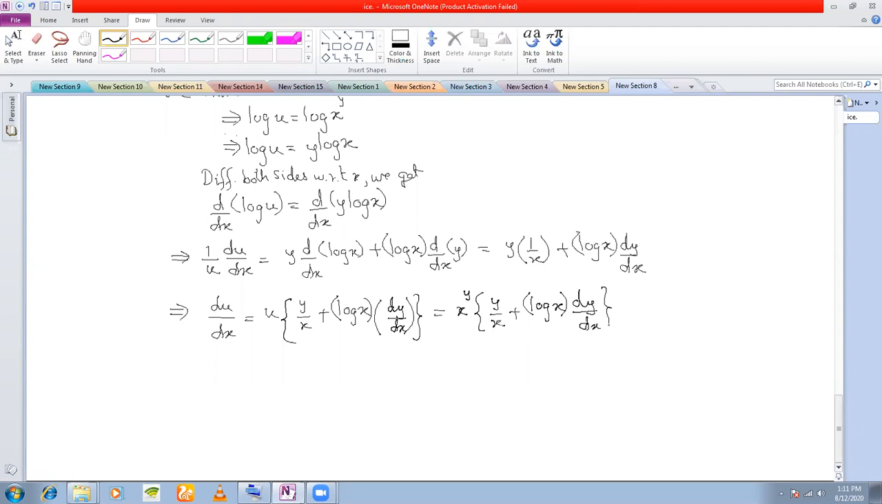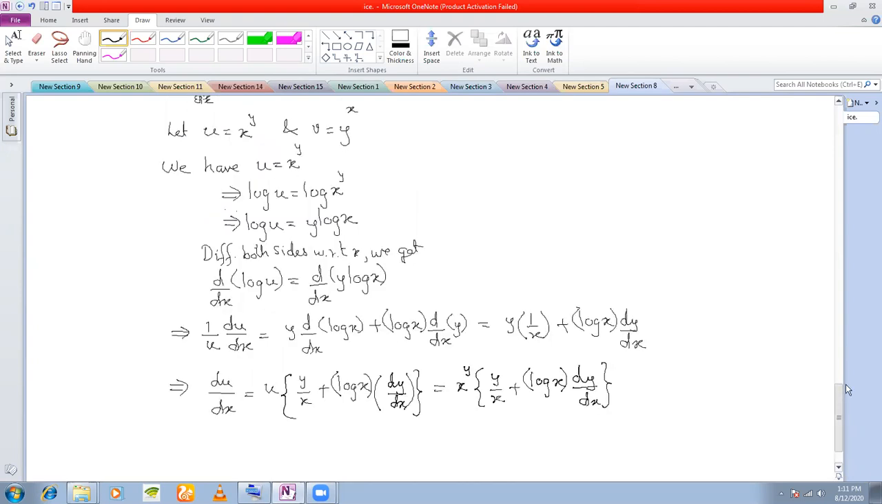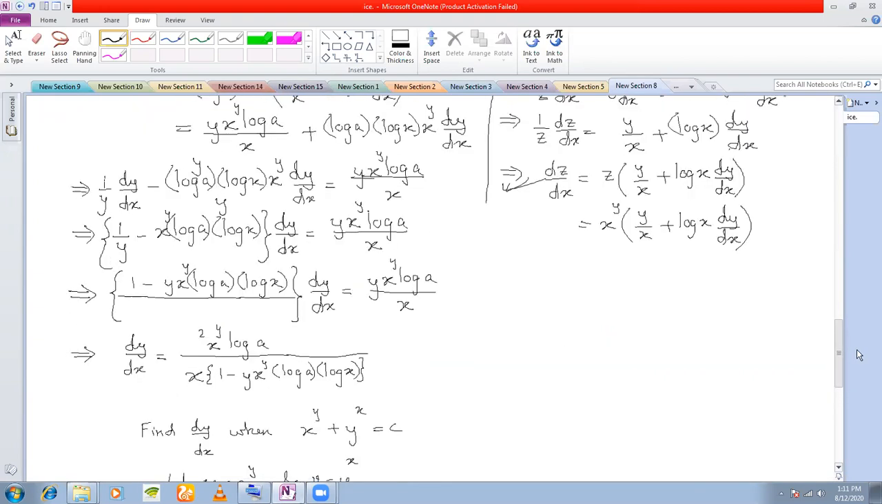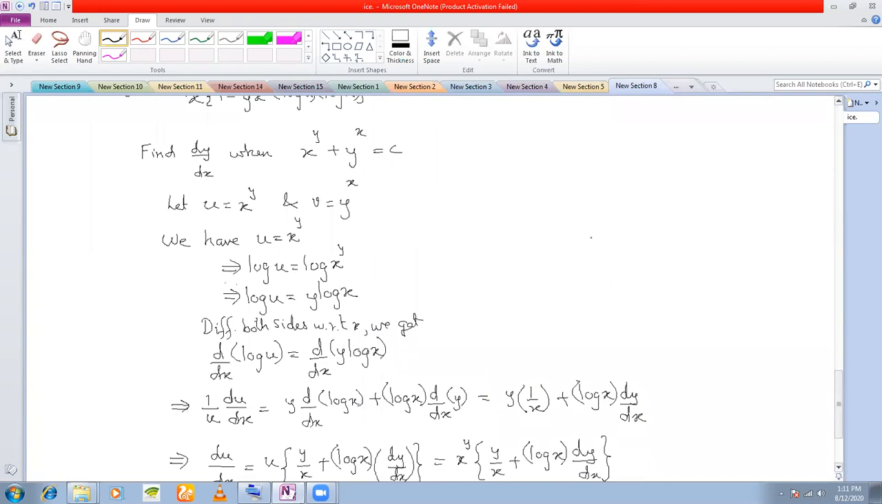Okay, so you have got du dx. We have got du dx is equal to x to the power of y by x plus log x dy dx. Similarly, we will find dv dx. So we have v is equal to y to the power of x. Take log on both sides. I'm writing directly here. Log v is equal to x log y.